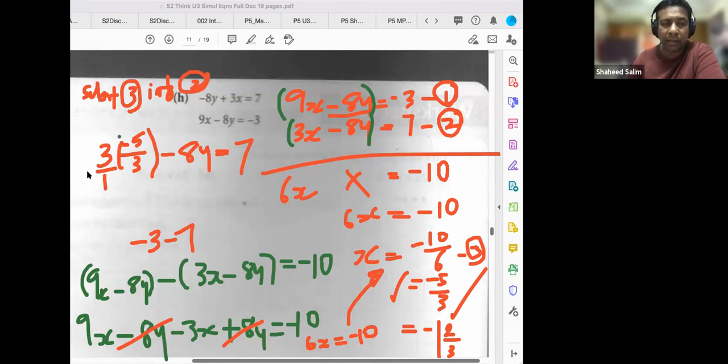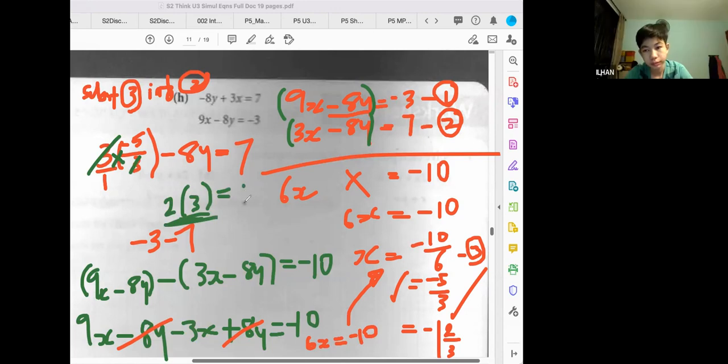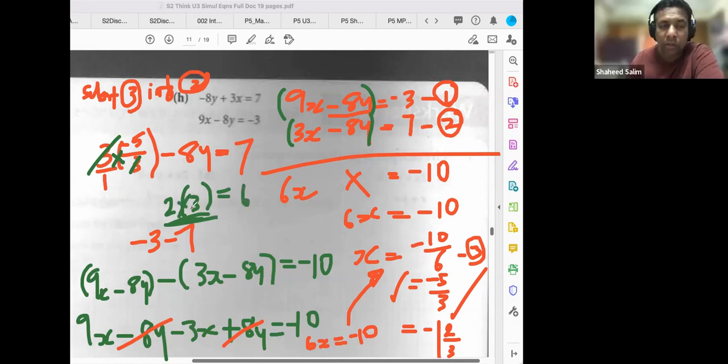Now watch what happens. Down here, 3x is 3 times -5/3. Can you see now? I can cancel these two because it's times. When you have a bracket like that, let's say 2 bracket 3, what's the answer? 6. This means times, correct? So the same thing. Now when you write down here, you can cancel, now you get 1, 1. So your answer will be -5. -5 times 1 is -5. So now it becomes -5 minus 8y equals to 7.